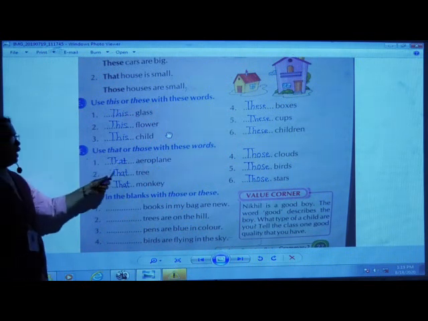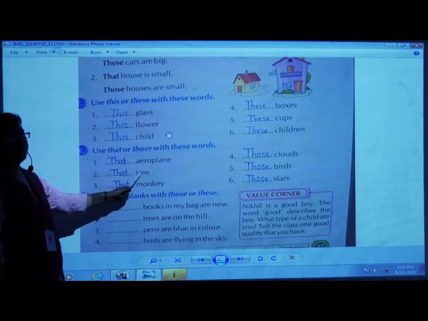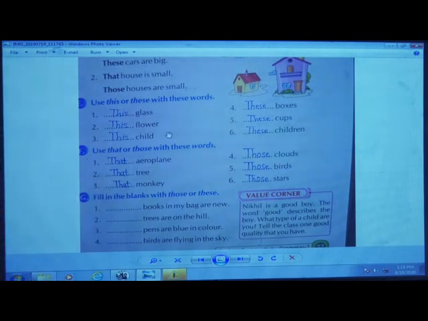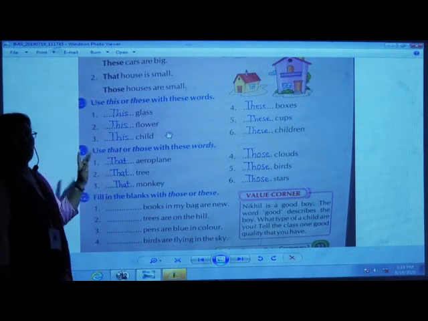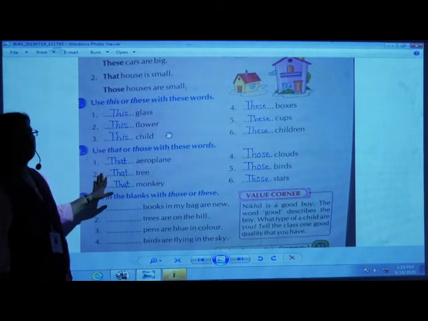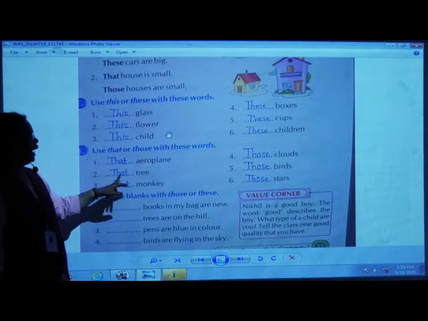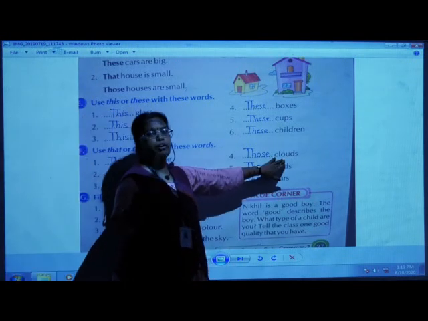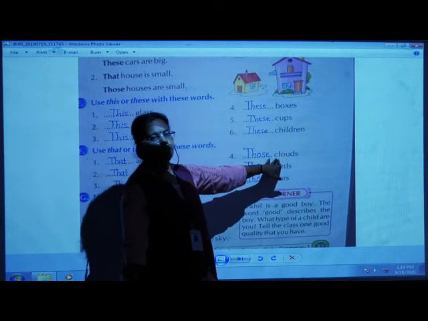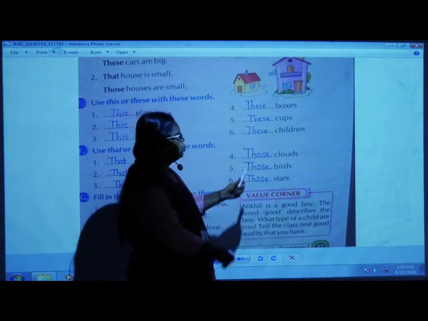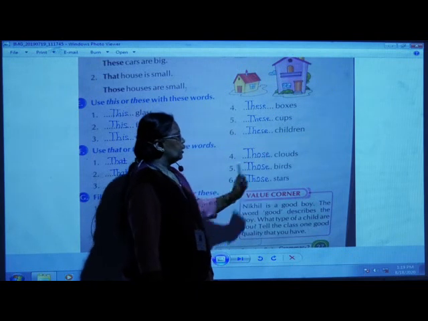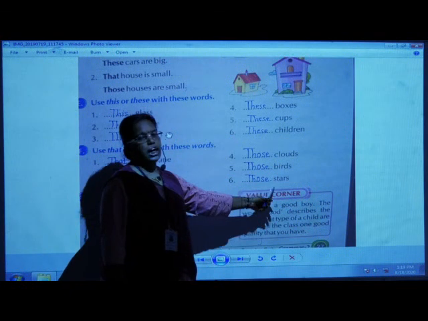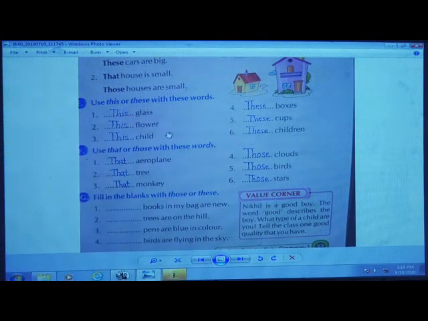So that aeroplane, that tree, that monkey. There is only one, but they are far from us, so we use that. Then next, clouds. They are more than one, but they are very far from us. So we use those clouds. Then birds are also far. So those birds, those stars. Now done this first.